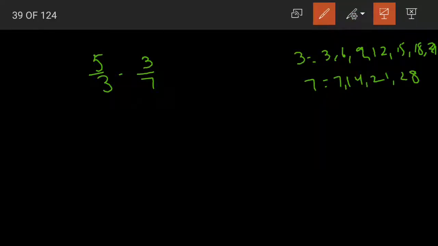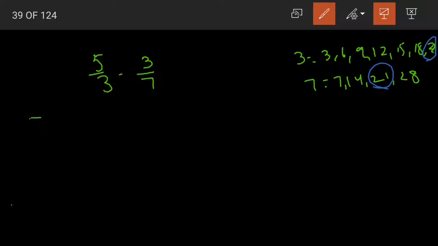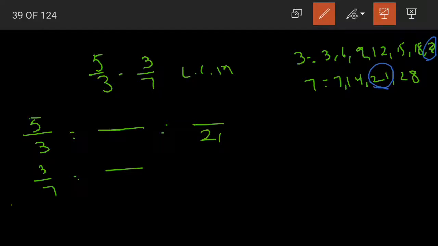We can stop here because we got our least common multiple, that is 21. So what is our LCM here? 5 by 3, 3 by 7 is equal to, what should be the denominator now? LCM is equal to 21. So the denominator should be 21. Yes children? Yes.